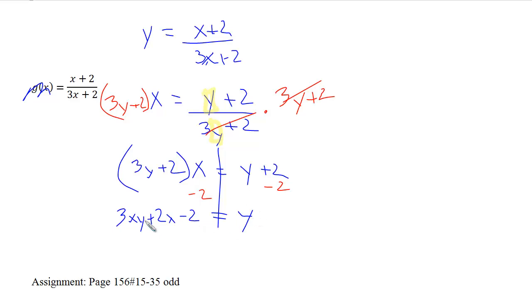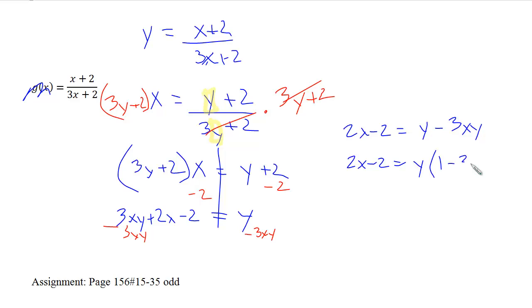Now this is close, but I still have this y over here. So what I'm going to do is bring this over. So I'm going to subtract 3xy. Let me give myself a little more room. I'm going to write it up here. So now I have 2x minus 2 equals y minus 3xy. Then what this allows me to do is, ultimately, I've got two terms here, both containing a y. So I'm going to factor out that y. So I have 2x minus 2 equals y times 1 minus 3x. Because when this gets distributed, I get y minus 3xy.